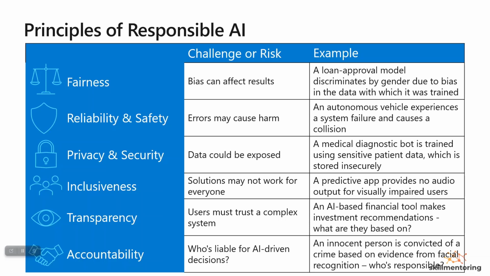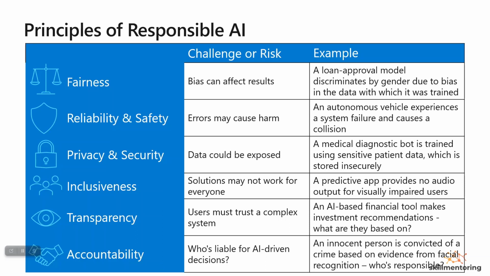Second, reliability and safety. Errors can be very dangerous, I would say, and errors may cause harm. For example, an autonomous vehicle experiences a system failure and causes a collision which could be detrimental to a human life. Third, privacy and security.